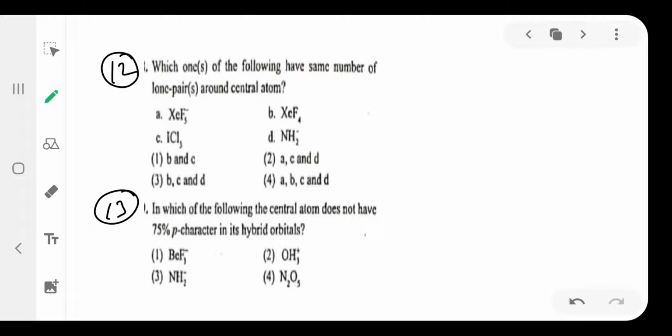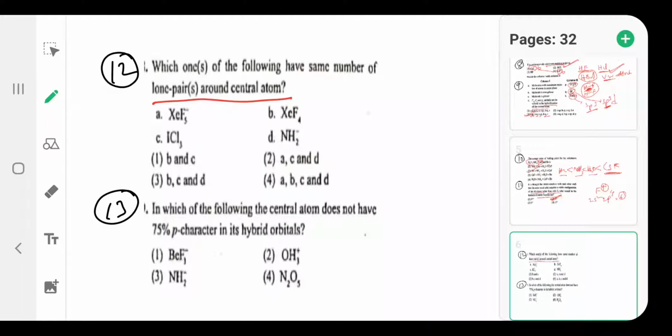Next, question number 12. Which one of the following has the same number of lone pairs around the central atom? To know the lone pairs around the central atom, first we have to know the number of bond pairs and lone pairs in each compound. First XeF5 minus, XeF4, ICl3, NH2 minus. See question number 12.